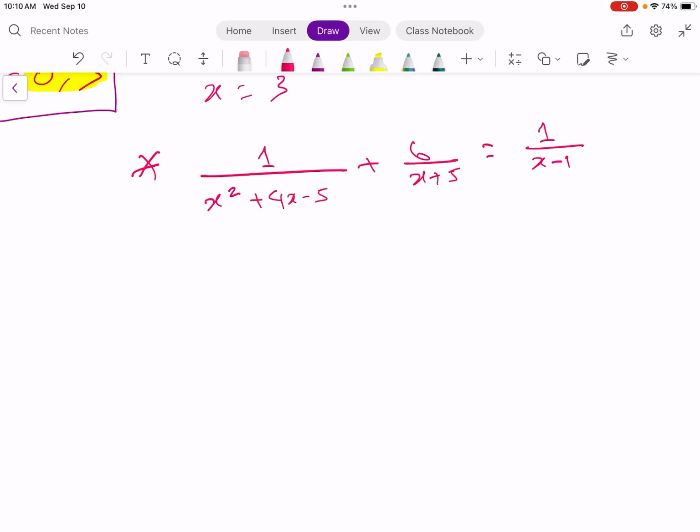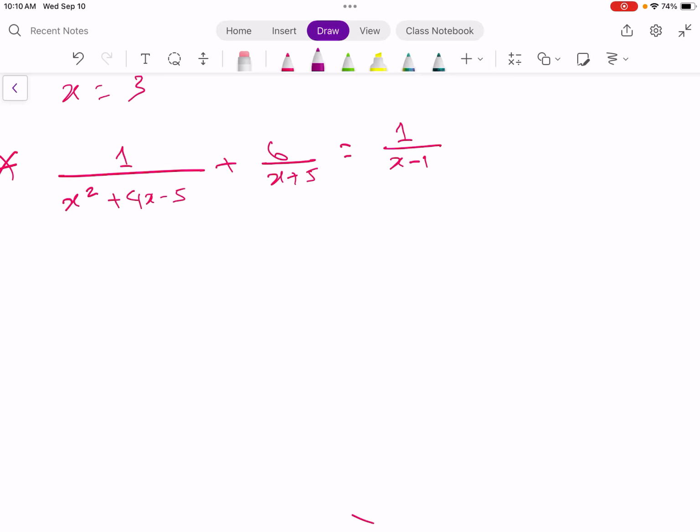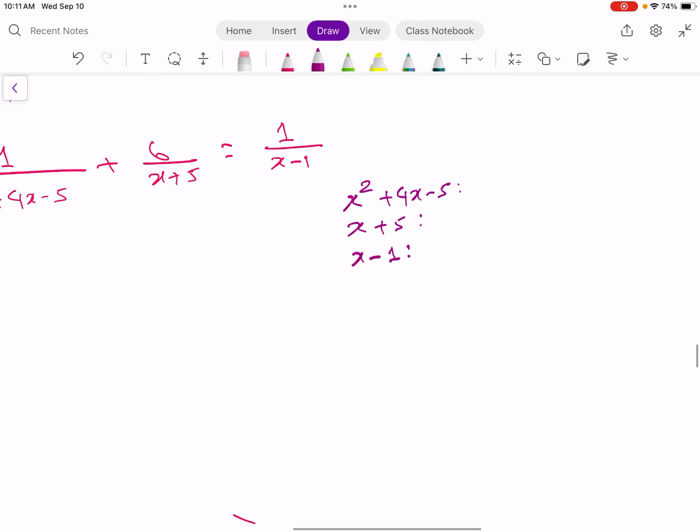To find the common denominator, we factorize each denominator. So let's make a list of 3 denominators. The first denominator is x squared plus 4x minus 5. The next denominator, x plus 5, and the next denominator, x minus 1. Now let's factorize x squared plus 4x minus 5. What method do we use to factorize this trinomial? FOIL. This is quadratic form and the coefficient of x squared is 1. So we use FOIL.